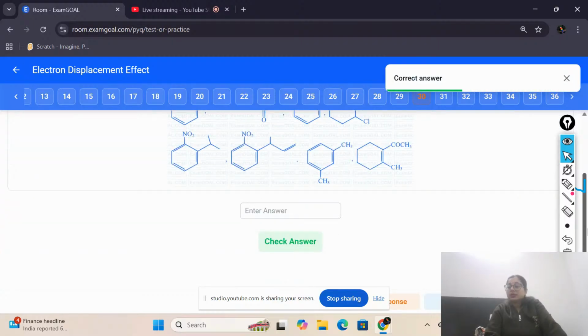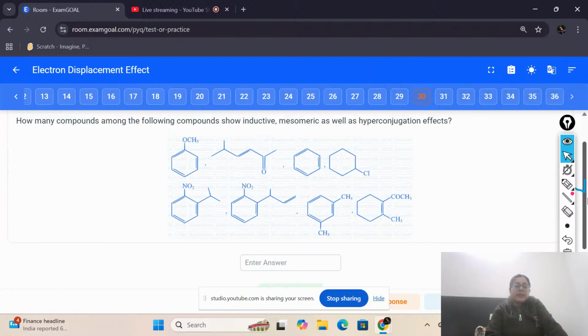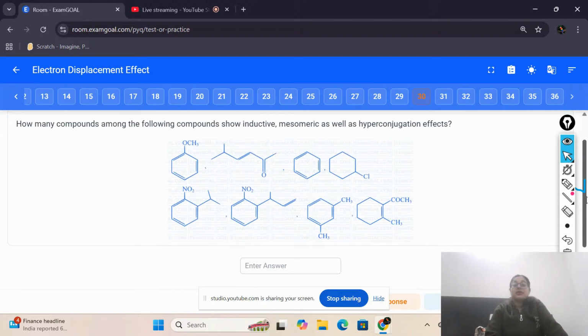Coming towards the next question. How many compounds among the following will show inductive, mesomeric, and hyperconjugation? Firstly, let me discuss mesomeric. Yes, it is showing mesomeric. Inductive effect, yes, it is showing inductive effect due to the OCH3 group.